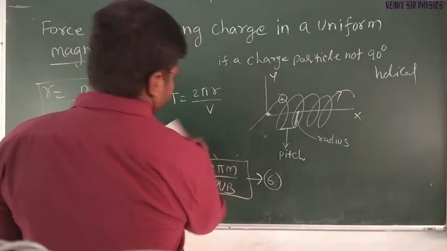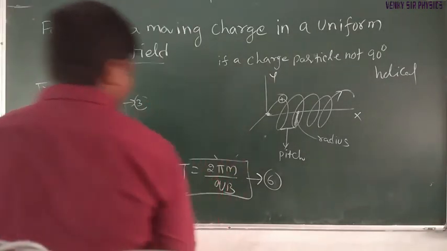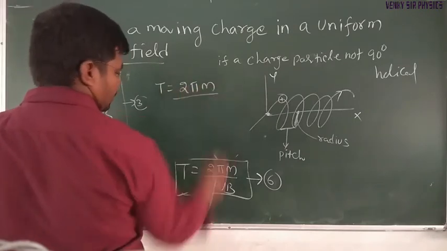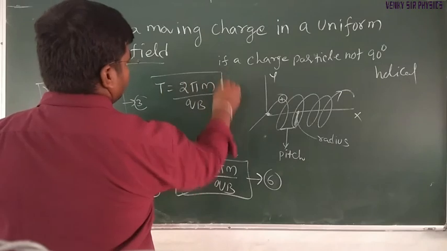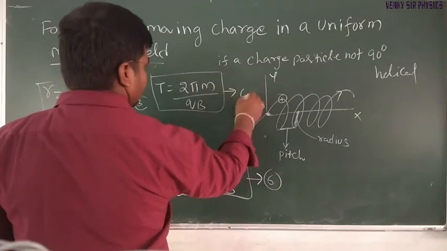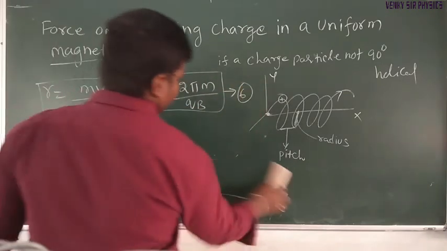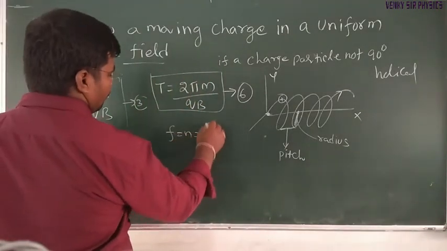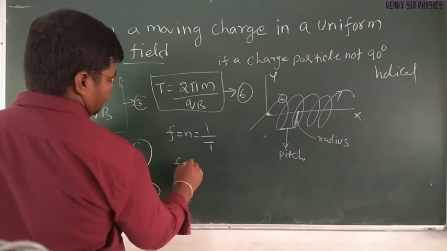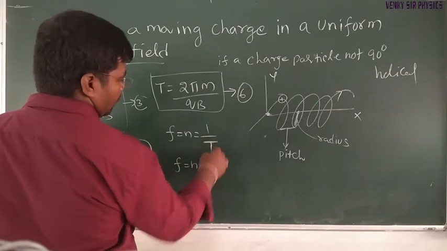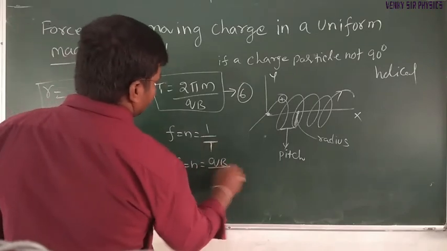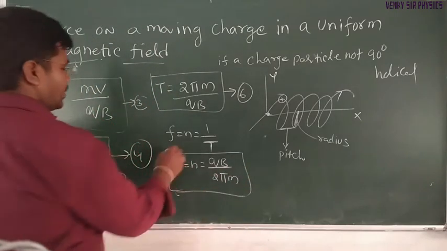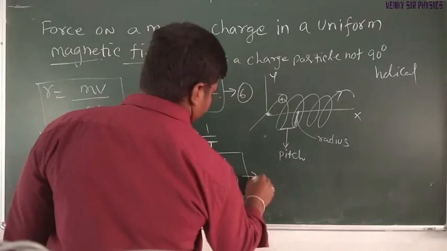Equation 6 is called time period. So we can write here T is equal to 2 pi m divided by qB. So this is given by time period, equation 6. Next, frequency. Frequency is denoted f or n, which is equal to the reciprocal of time period. f is equal to the reciprocal, that means qB by 2 pi m. This is the frequency, equation 7.